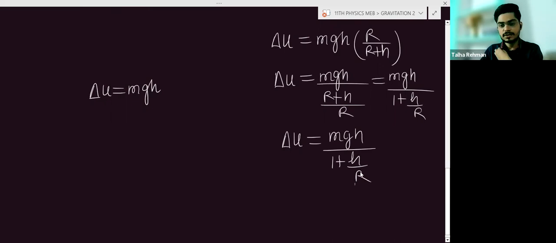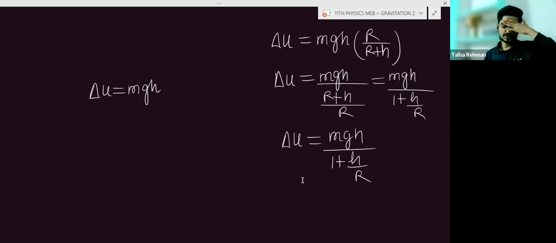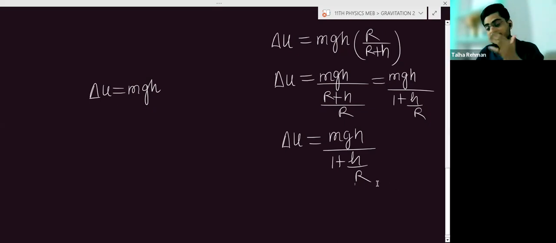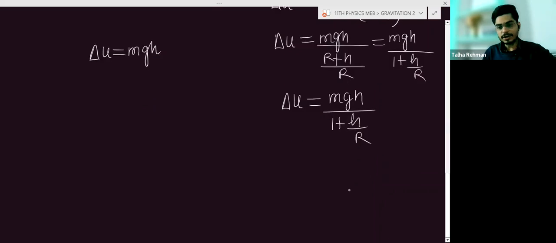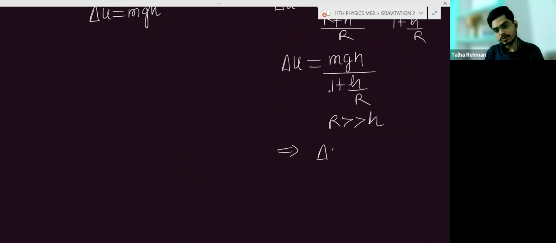Now from this expression you can see r is the radius of earth, h is the height above the surface of the earth. Generally when you throw the body, suppose to 1 kilometer, 2 kilometer, 5 kilometer, 8 kilometer, 10 kilometer, 20 kilometer, 50 kilometer, but the radius of earth is 6400 kilometer. So this ratio, h by r, is very very small. H by r ratio is very very small, meaning the radius of the earth is much much greater than the height, then this term will become zero. H by r will become approximately equal to zero. So here 1 plus h by r will be 1. So delta U, then you can write delta U is equal to mgh.